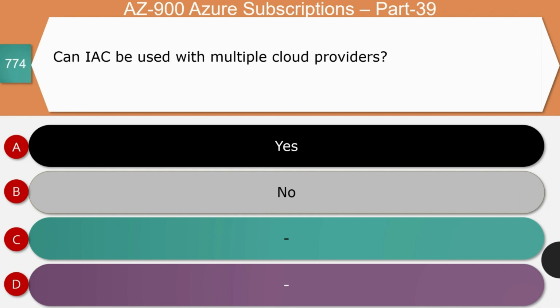Next, can infrastructure as code be used with multiple cloud providers? Is it yes or no? The right answer for this question is yes. IaC can be used with multiple cloud providers and hybrid cloud environments. Tools like Terraform support multiple cloud providers, enabling users to manage resources across multiple platforms with a single code base. Of course, there will be syntactical changes between the cloud providers, but it can be reused.